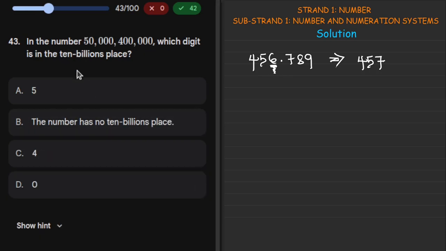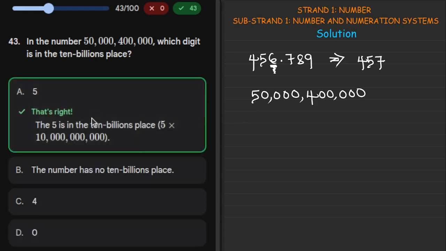Question number 43. In this number, which digit is in the 10 billionth place? With the digits we have here, we know these are the hundreds. Then we come to the thousands, the millions, and the billions. And our focus here is the billions. So this is the billions. This becomes the ones of billions, and then this becomes the tens of billions. So we actually have 5 in the 10 billion place.